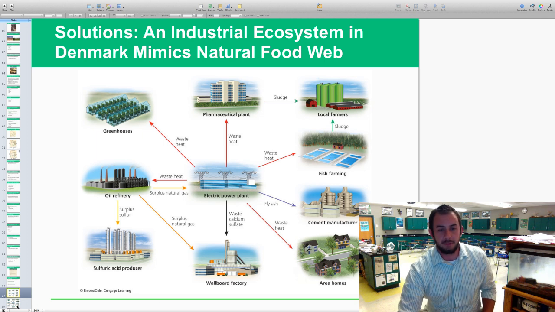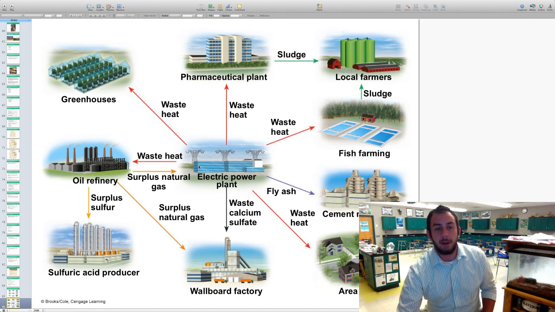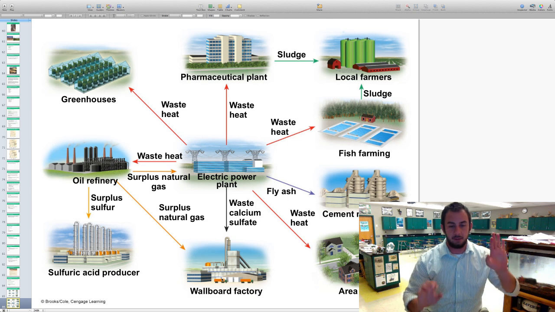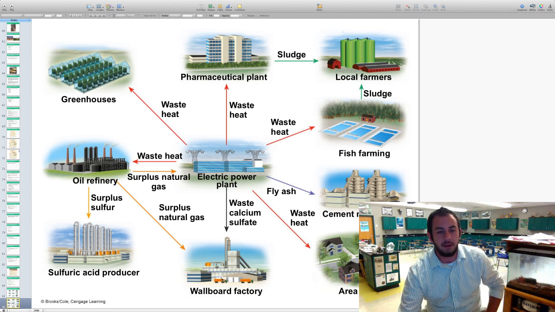And so this shows you how this happens. I'm going to go to a bigger, bolder picture. We have an electrical power plant that looks like it's using coal as its major energy source, and coal produces fly ash. That ash is then taken and used in making cement. There's also heat produced, and that waste heat is distributed to the fish farms to keep the water temperature at the right spot, the pharmaceutical plant, the greenhouses to help keep the plants growing, and even some in the oil refinery. There's also calcium sulfate waste that goes to wallboard factories, making the boards and ceiling tiles that you see here. So all the waste products from the electric power plant are given off to other factories and industries.